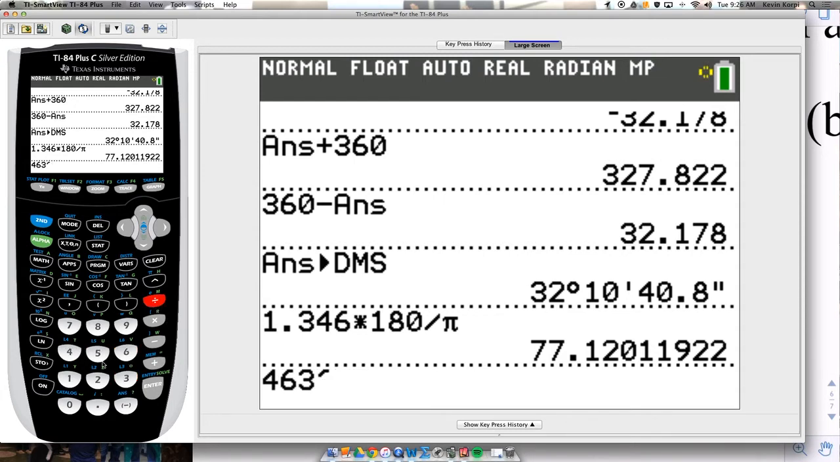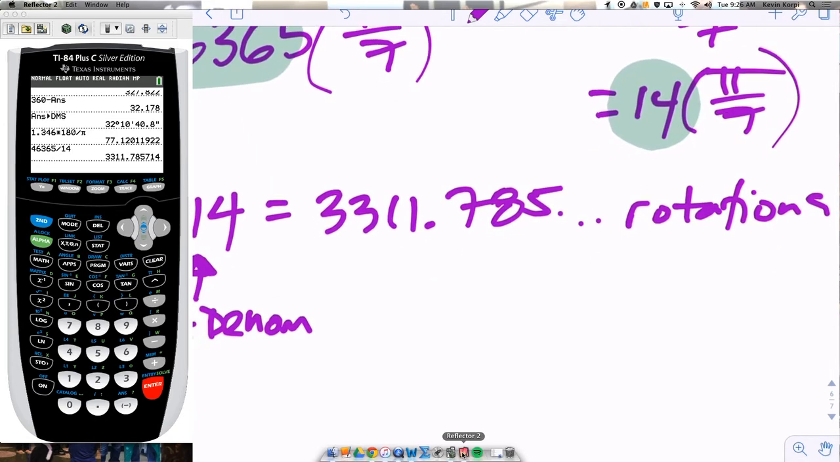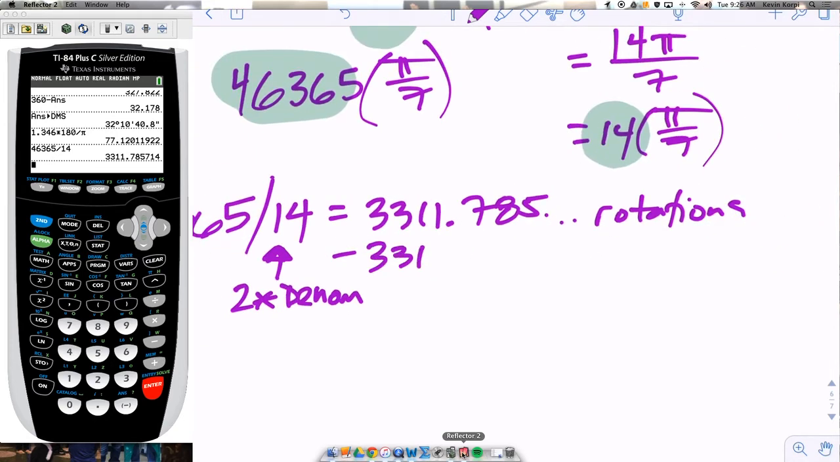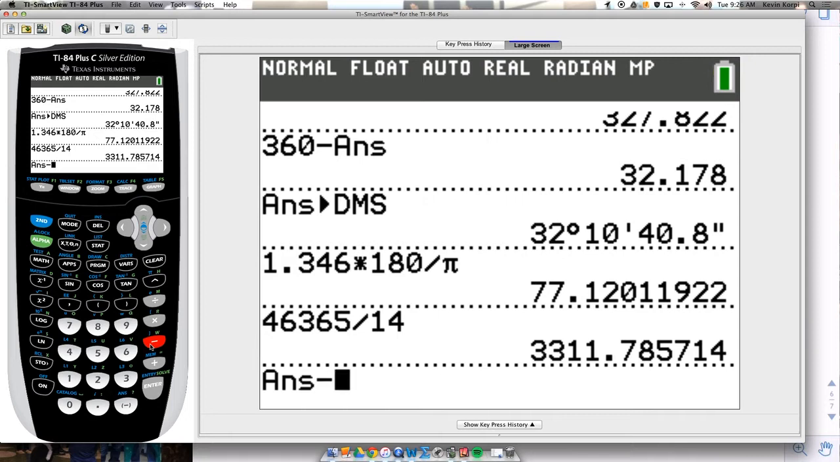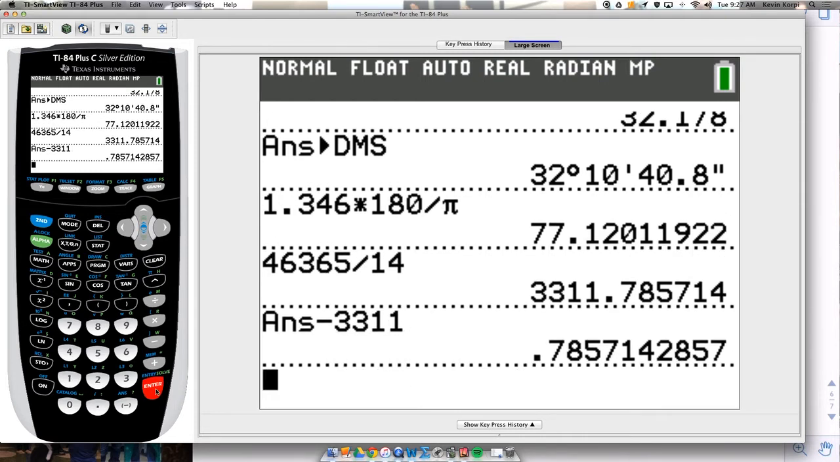46365 divided by 14. That means I got 3311.785... rotations. Okay? Now, the same thing we did with degrees, we're going to do right here with radians. I don't care about the full rotations. So I'm going to go ahead and subtract the full rotations. And notice when I put the ellipsis, that means that we're using the live number. We're letting the calculator store those decimals in all their glory. So if I now subtract the full rotations, just like we did with degrees, notice you get more decimals appear. That's awesome. It was storing them for us.